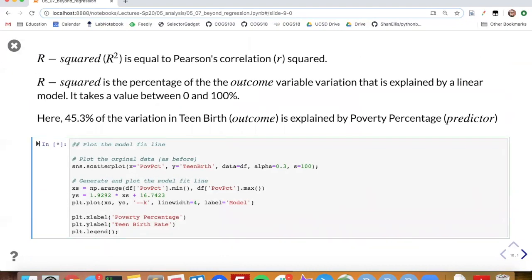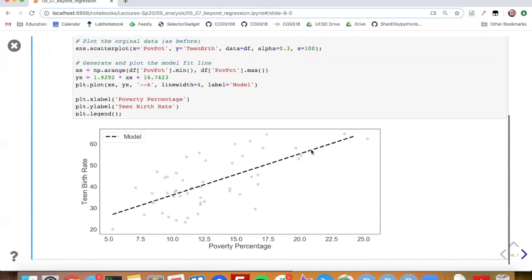What I'm doing here is, again, generating the model and adding our line to it. So this is something we have seen before. The underlying data, 45.3% of the variance seen in this outcome variable and what we see falling away from the line is explained by poverty percentage. 100% of the variance would be explained if all the points fell right along the line. So some amount less than 100% is going to be explained anytime you have points falling away from the line.